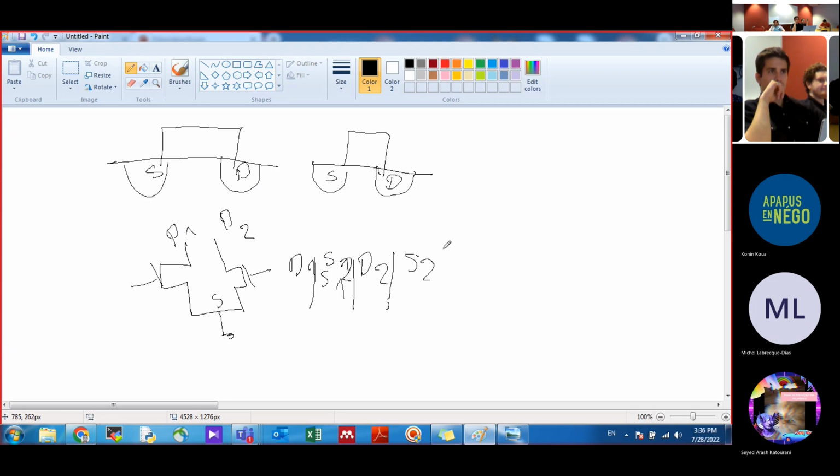So I know I should put S1, and then it will be D1, in this case. And what about here? It depends how many gates, how many fingers, so you can have a symmetric system. Usually, yeah, go ahead, Connor.